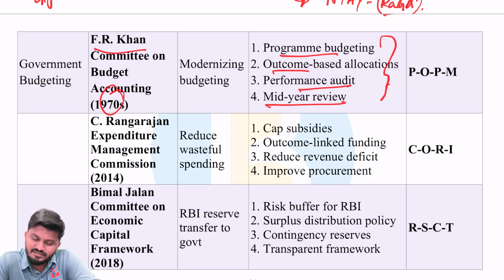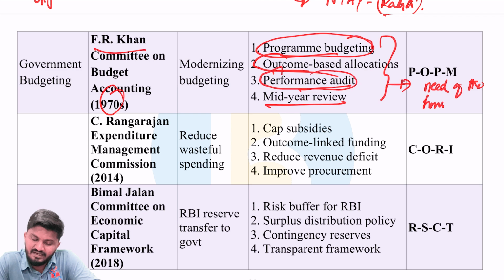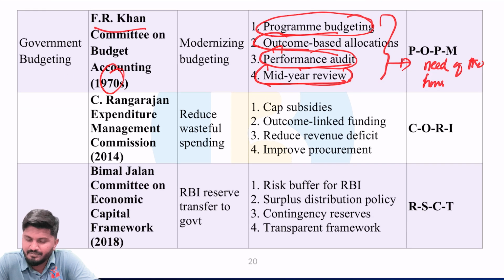If you see the recommendations, you might think these are still the need of the hour. Because there is no performance budgeting, there are no outcome based allocations, there is no performance audit, and there is no mid year review in the current budgeting system. So these recommendations are very relevant and you can use the committee recommendations in your way forward.